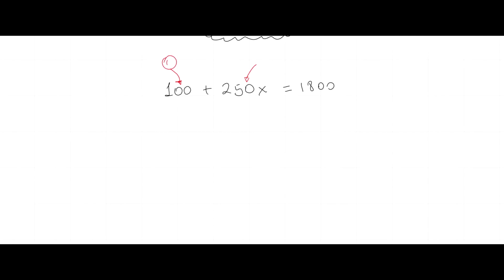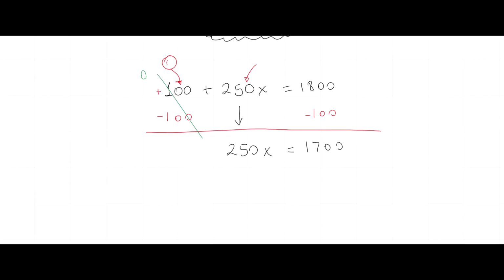Since you don't have any sign in the front, you assume that it's a positive number. Subtract 100 on both sides of the equation. Let's cancel out these two numbers. It's going to be 0. Proceed to bring down this 250x. Bring down the equal sign. And now you need to subtract these two numbers. That's going to be this.